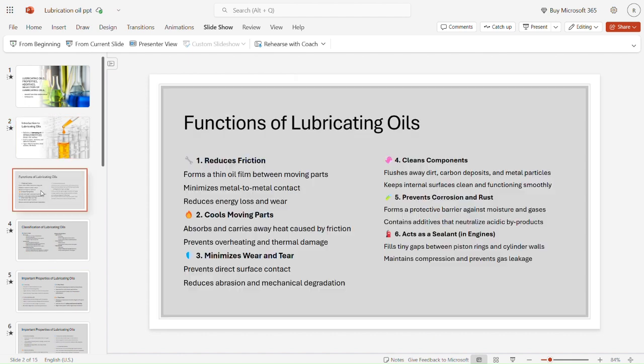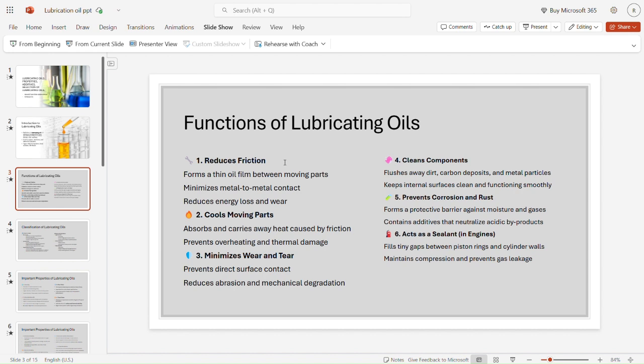The next slide is about the function of lubricating oil. There are various functions of lubricating oil. First one is it reduces the friction. Basically it forms a thin oil film between two moving metal surfaces. Hence it is useful for reducing the energy loss and wear by reducing the friction.